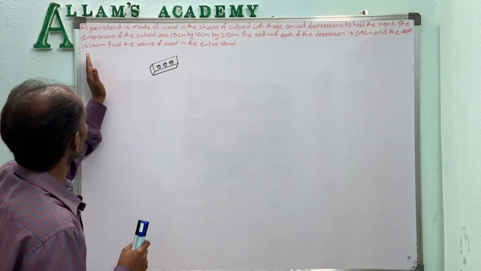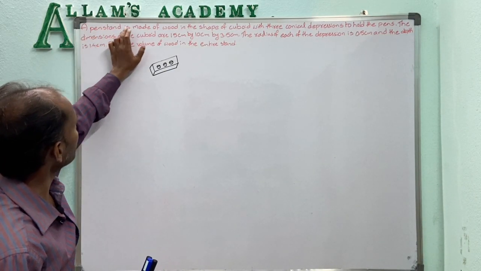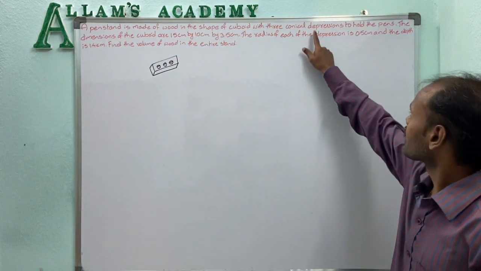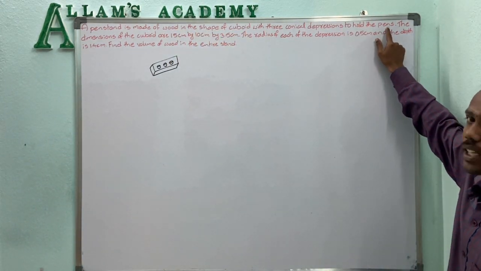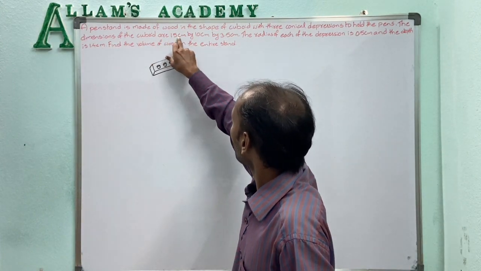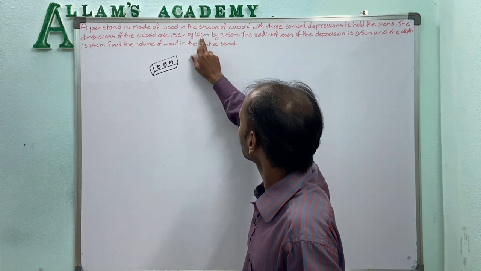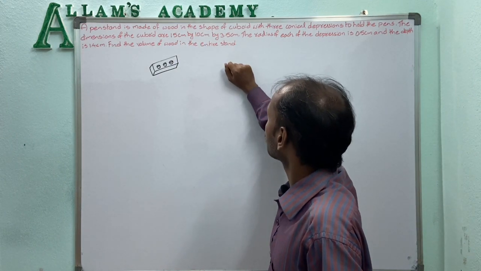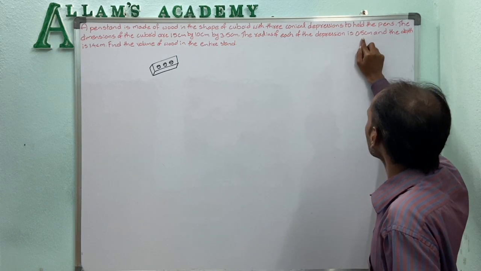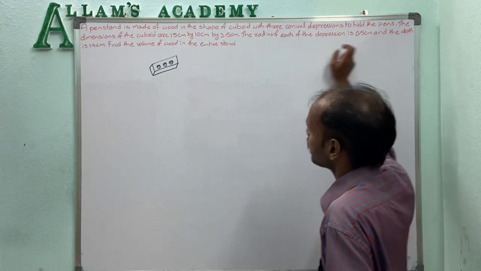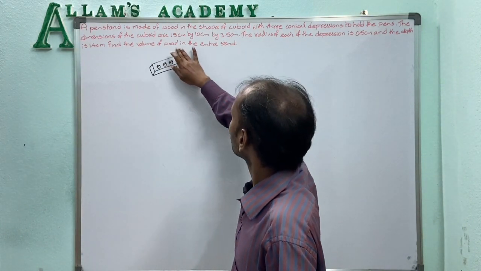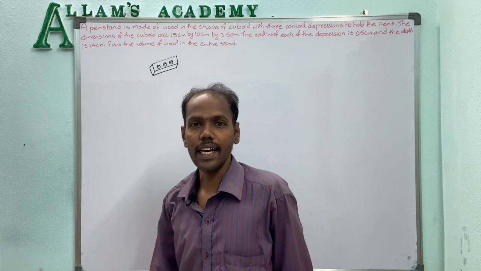The next given problem is: a pen stand is made of wood in the shape of a cuboid with 3 conical depressions to hold the pens. The dimensions of the cuboid are 15 centimeters by 10 centimeters by 3.5 centimeters. The radius of each conical depression is 0.5 centimeters and the depth is 1.4 centimeters. Find the volume of wood in the entire stand.